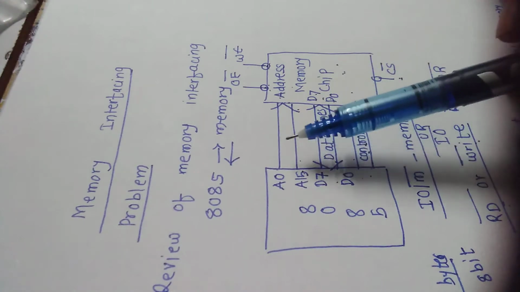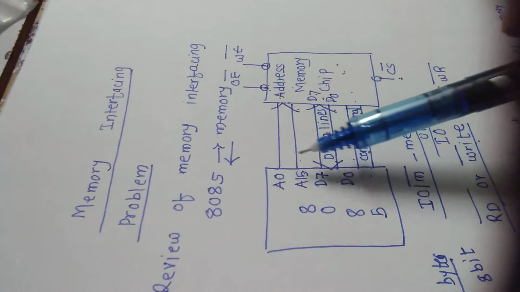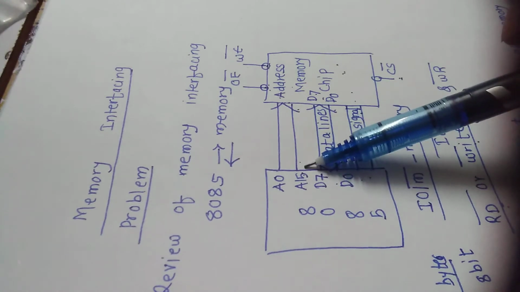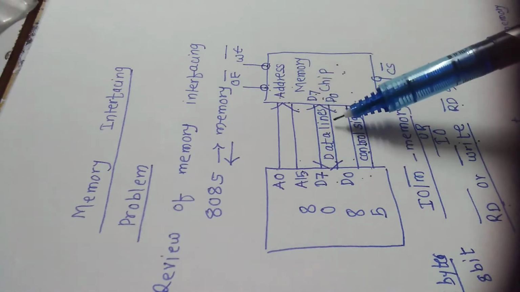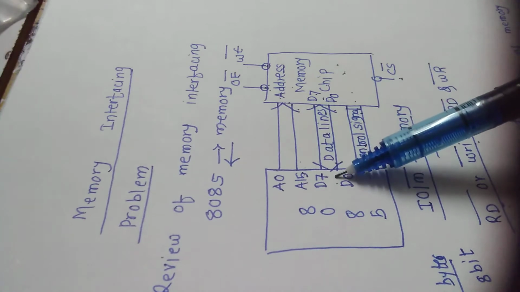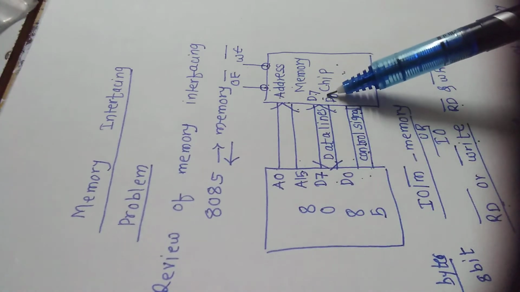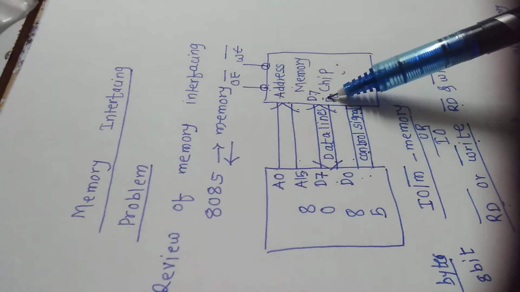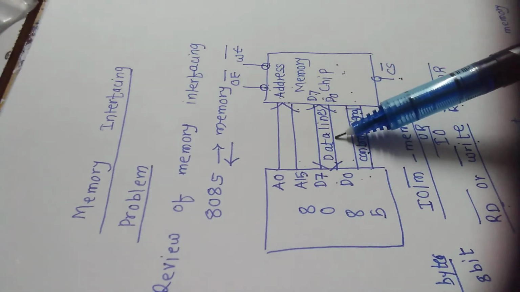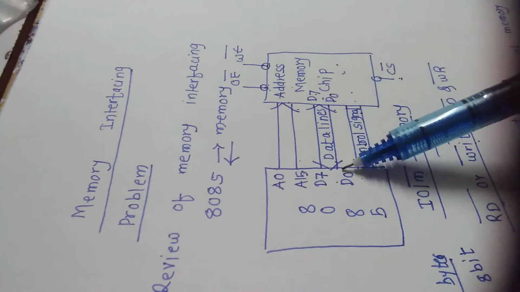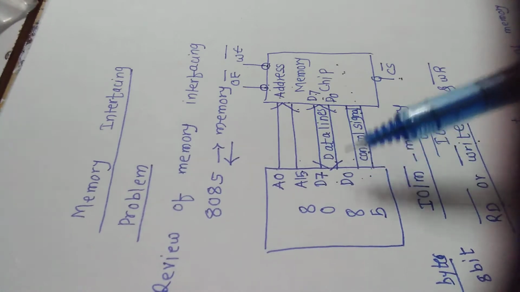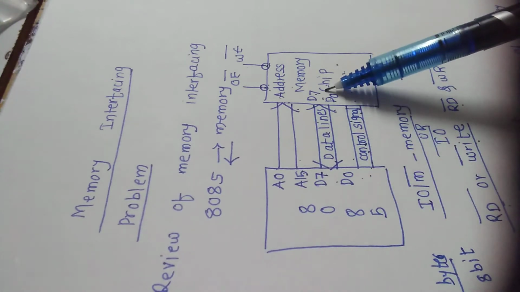Thus, I am connecting the address lines of 8085 to this memory chip, which is unidirectional. Next, the data lines of 8085 are connected to the data lines of the memory chip to transfer data. This is bidirectional. Data is transferred from memory to 8085 or from 8085 to memory.